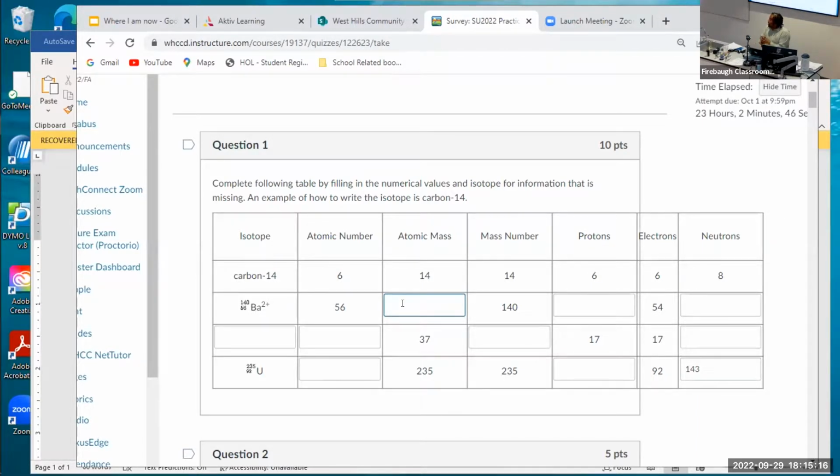So let's see. You see the example. The very first one says carbon 14. So then, what is the atomic number for carbon? 6. Okay. What is the atomic mass for carbon 14? 14. So 14 is the mass number. So that's what you group on. Okay.